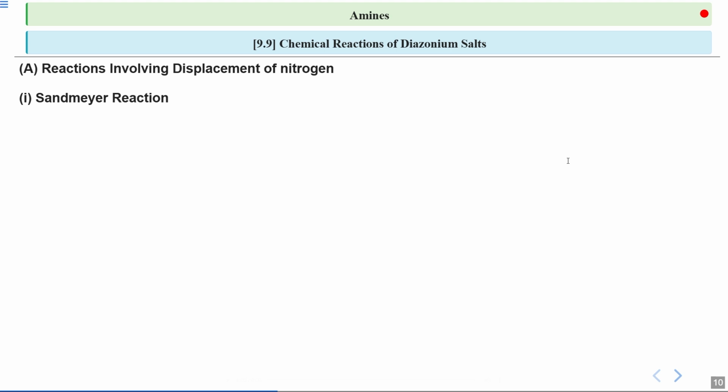So, this reaction is a very classic method which is used to replace the nitrogen group in an aromatic diazonium salt with another atom like chlorine, bromine, or a cyano group. This method is widely used in the synthesis of aromatic compounds, especially when we want to introduce new functional groups onto a benzene ring.